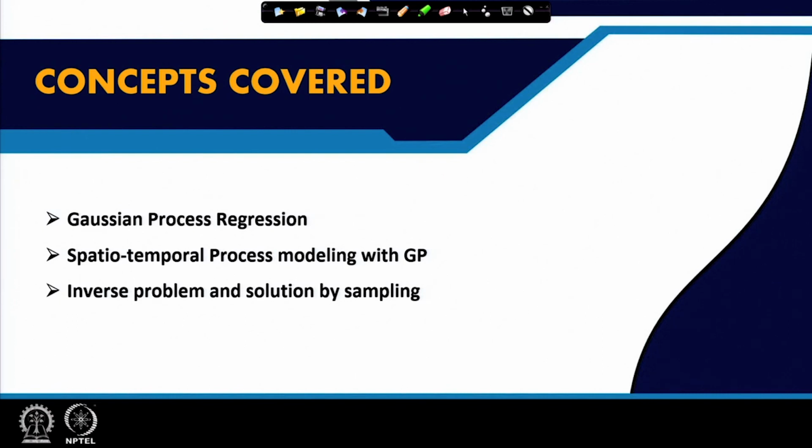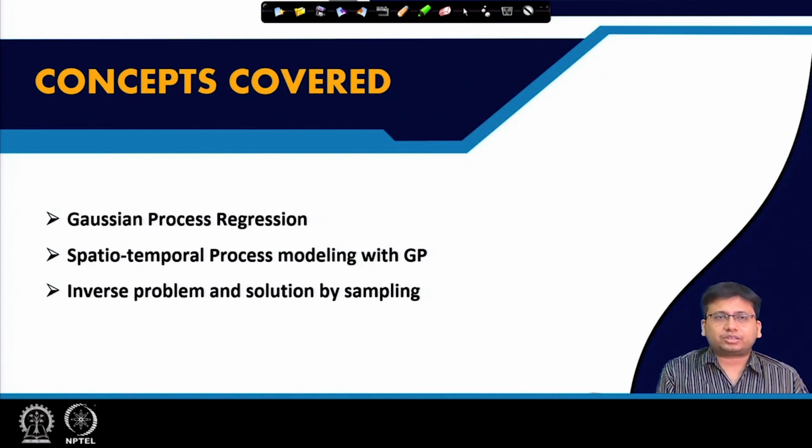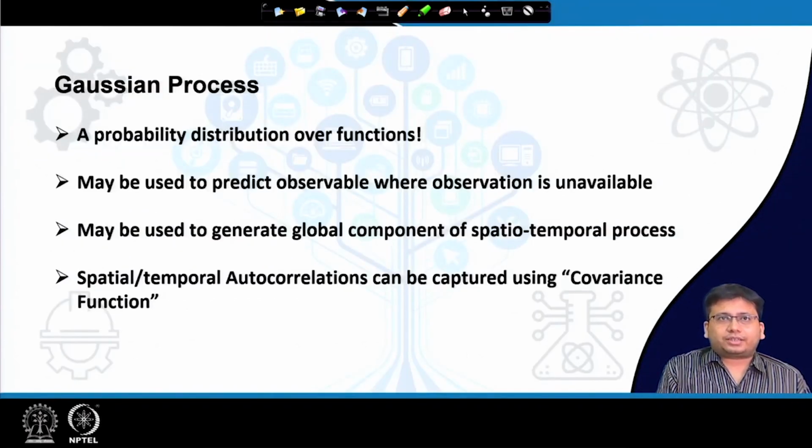In today's lecture we will first consider Gaussian process regression, then we will see how the spatio-temporal processes as we considered in the last lecture can be modeled using the Gaussian process, and finally how the inverse problem can be solved by using sampling. So, first of all let us talk about the Gaussian process. This Gaussian process is nothing but a probability distribution over functions.